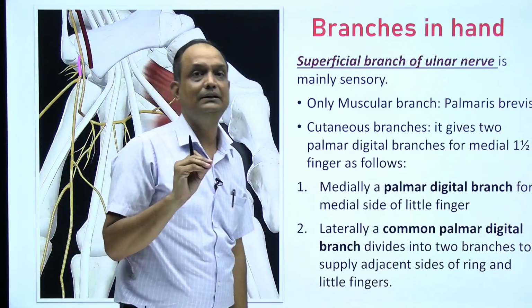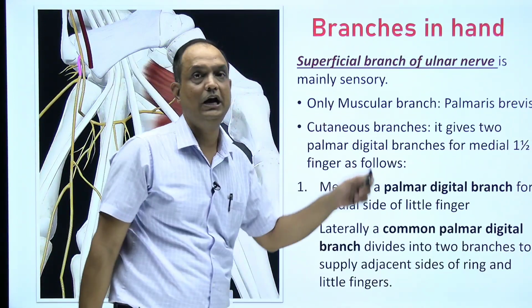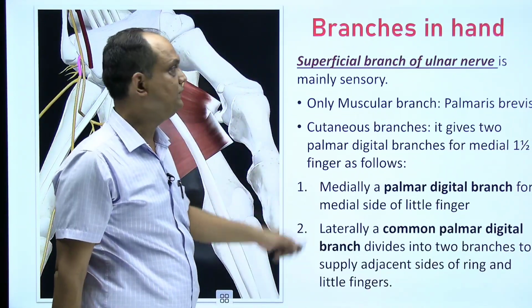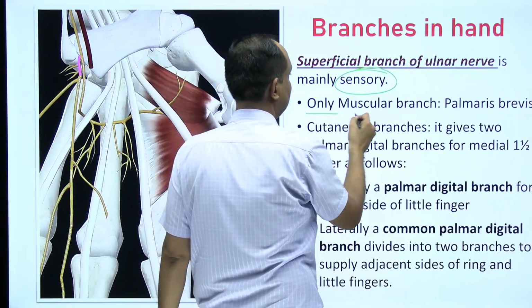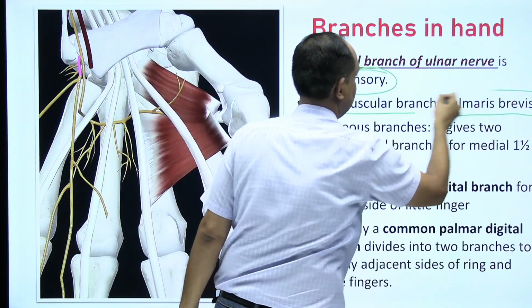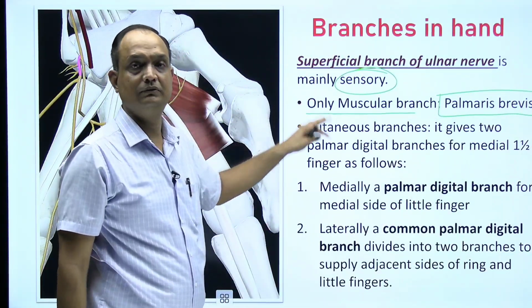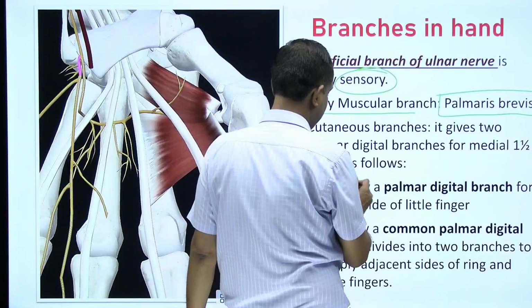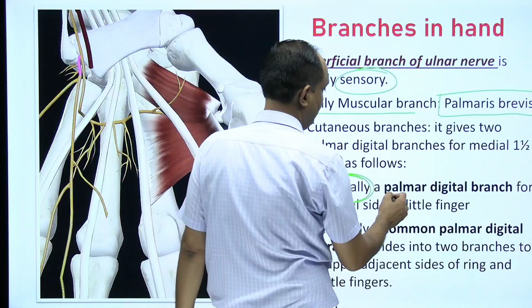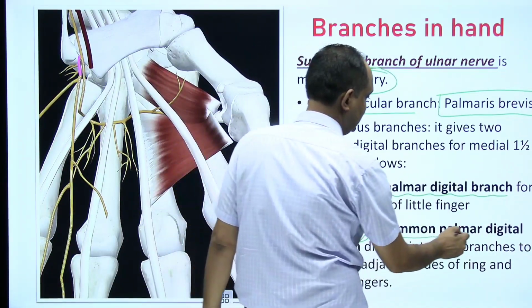So I told you that in the hand it terminates into two branches, superficial branch and deep branch. Now the superficial branch is mainly sensory in nature and the only muscle supplied is palmaris brevis. The major branches of the superficial branch of the ulnar nerve are digital branches. So what are the digital branches? Medially it will give a palmar digital branch and laterally it will give a common digital branch.